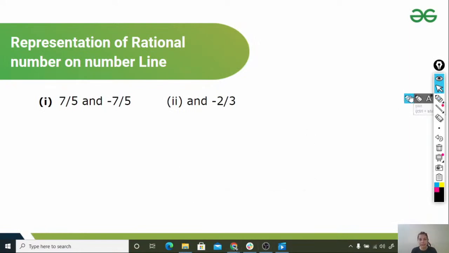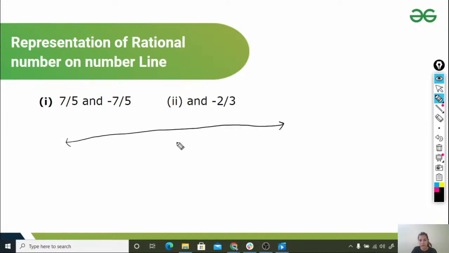Okay, so the topic is representation of rational number on number line. So let us first draw a number line. And the number line we had completed in the previous sessions. So let us understand it with an example. I am given 7 by 5 and minus 7 by 5. Let us plot it on the number line, 6 and so on. Similarly, minus 1, minus 2, minus 3, minus 4, minus 5, minus 6 and so on.